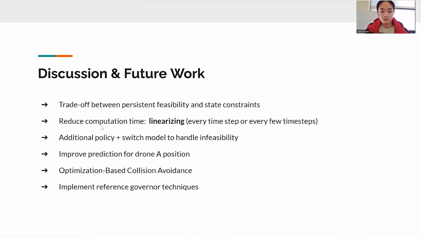In order to reduce some computation time, we would consider linearizing about every time step or every few time steps instead of using the nonlinear model. We would also improve the prediction strategy for drone A, as well as look into the optimization-based collision avoidance problem, as well as reference governor techniques.